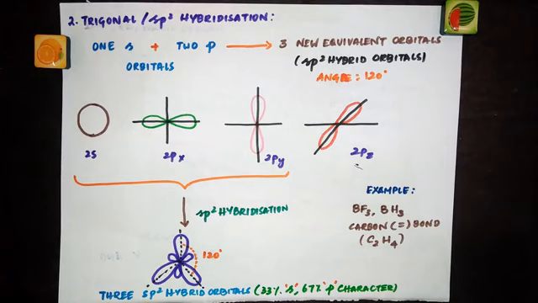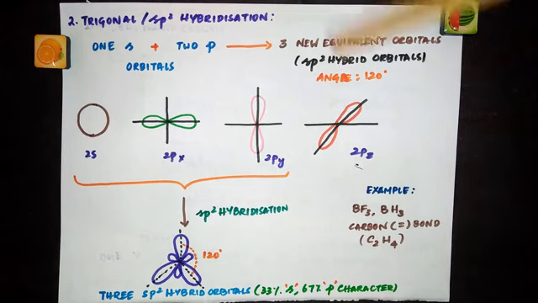The next hybridization is trigonal or sp2 hybridization. When one s and 2 p orbitals of the same shell of an atom mix to form 3 new equivalent orbitals, the type of hybridization is called sp2 hybridization or trigonal hybridization. And the new orbitals that are formed are called sp2 hybrid orbitals.